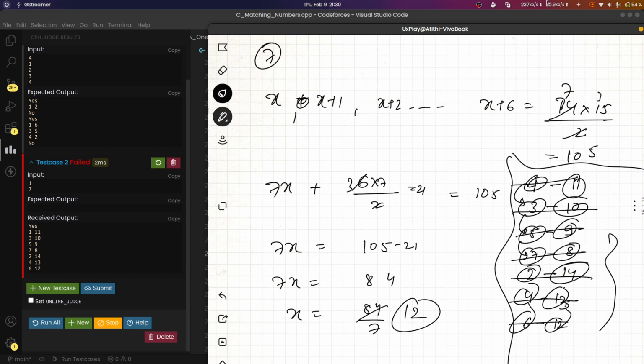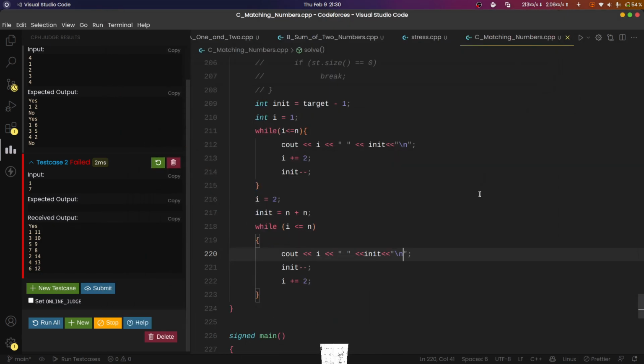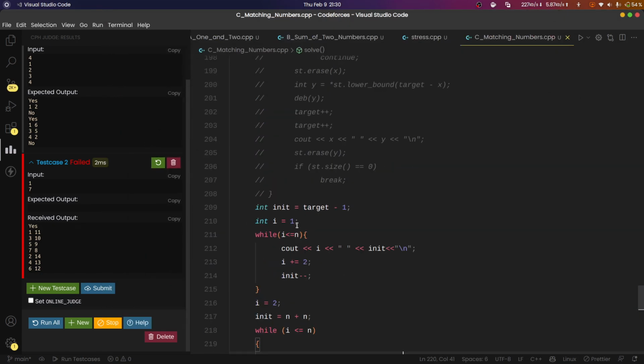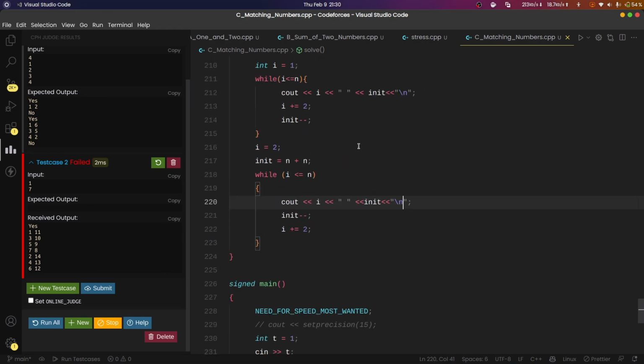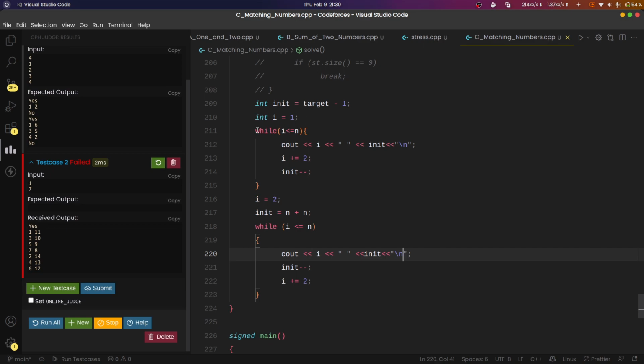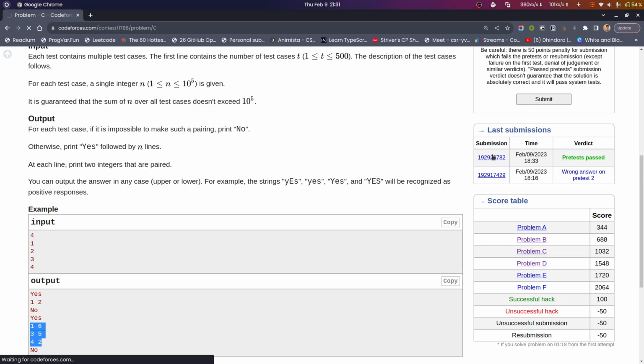This was a constructive problem. The solution is pretty easy, the only thing was that you have to construct it in that way. First I wrote a very big solution which was giving me a wrong answer, then I figured out that we can do something like this. While i is less than or equal to n and I am doing i plus 2, I am just giving it the value like this. So this was the solution, and you can see from here that it got passed.